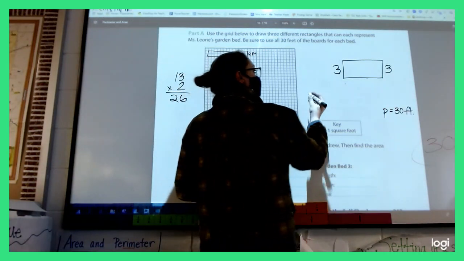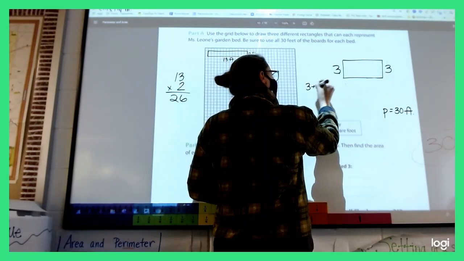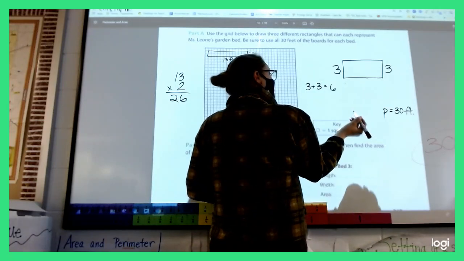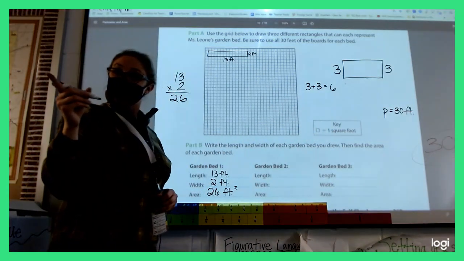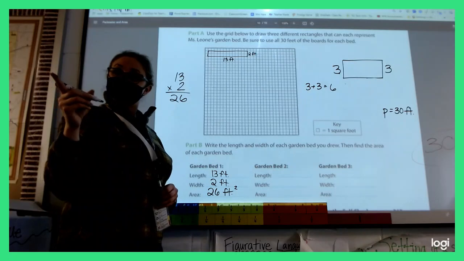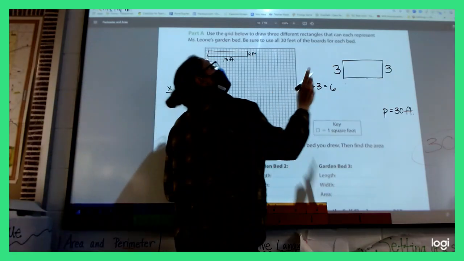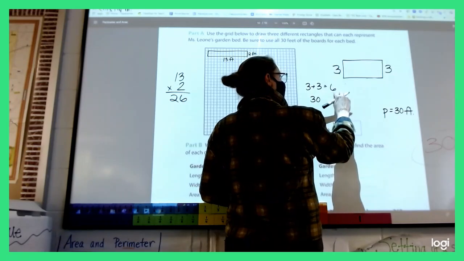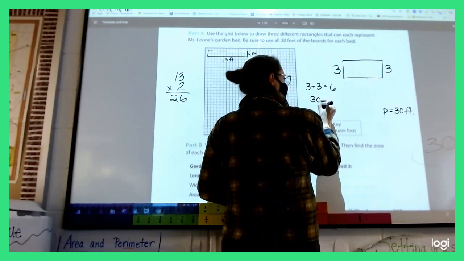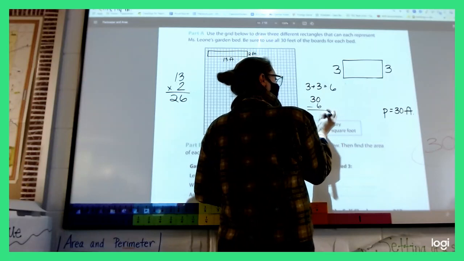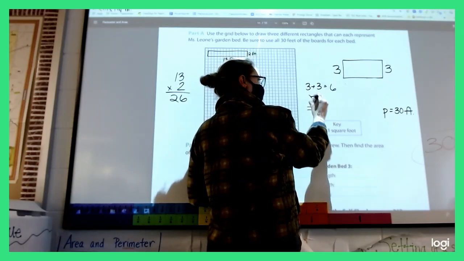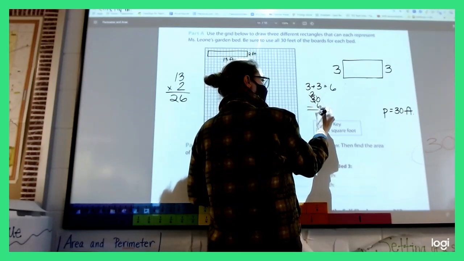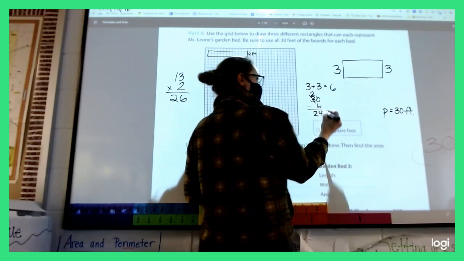So you do 3 plus 3, you have 6, and then you do 30 divided by 6. Divided by? Think for a minute. Minus. Good, okay. So we have 30 feet total all the way around. We've already used up 6 just from our width. So let's subtract. I cannot do this. I must borrow from my 3. All right, so I got 24.